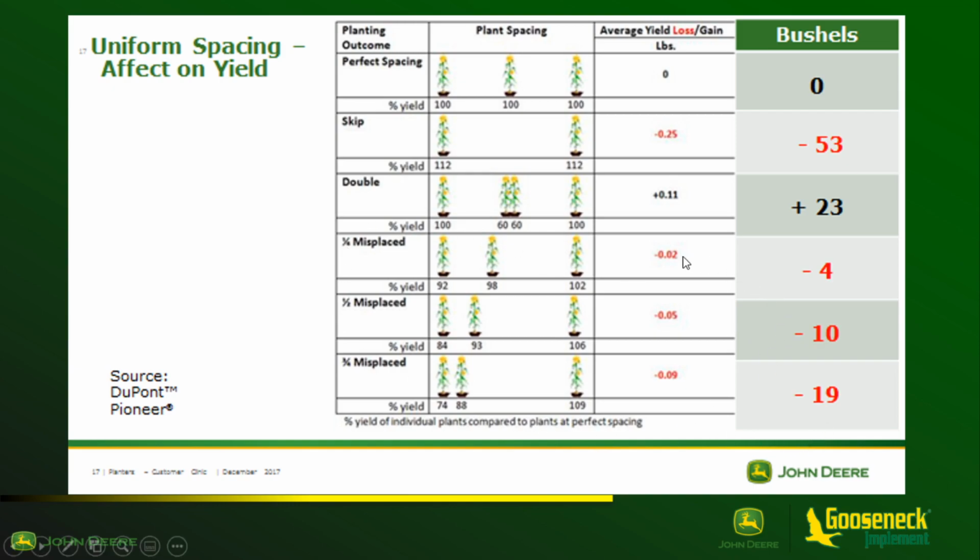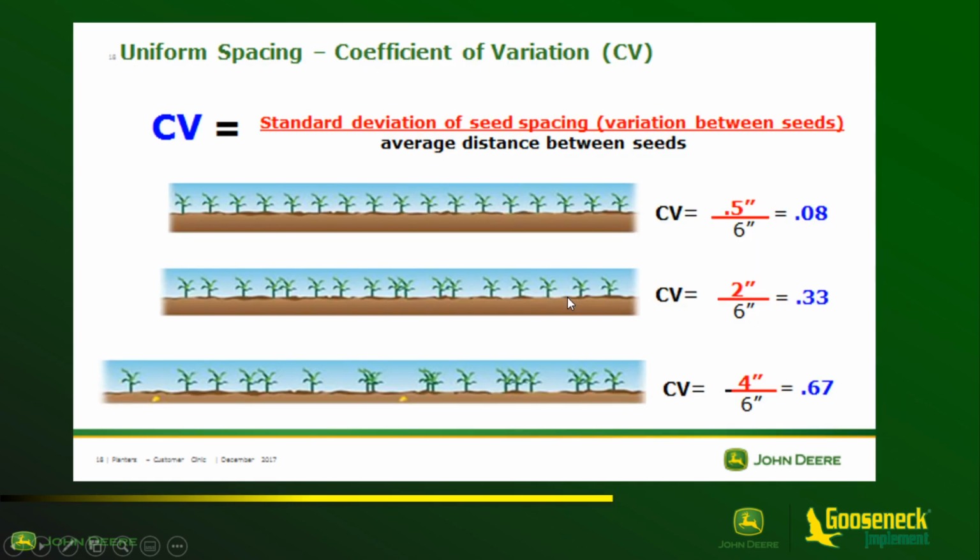Here's one just giving you what the bushels are actually turning out. Obviously, if we're at 100% at each spot, we're right on. The yield here is at 112 with a skip percentage, but you're missing a plant, so you're actually decreasing your bushels. With the doubles, you're actually getting an increase in yield, but we're putting down more seed, which is increasing our seed costs. As we go along, CV is one that we'll talk about, and we want that to be 0.3 or lower. Really, they've found that until you get to that 0.3, you really don't affect your yield much.